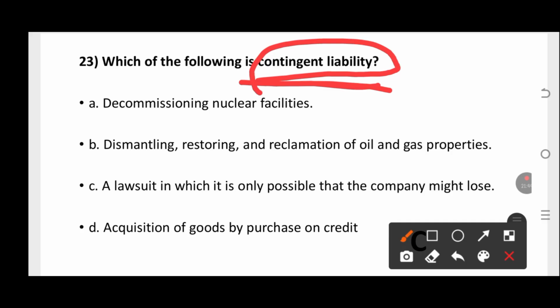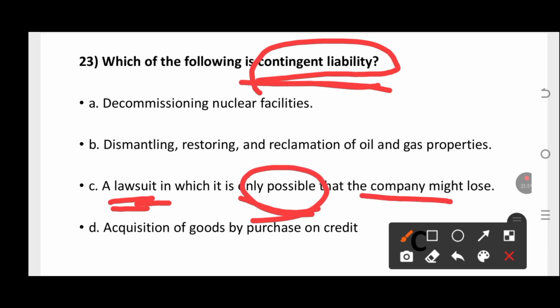Is it acquisition of goods by purchase on credit? No. It is the lawsuit in which it is only possible that the company made a loss. So C is the correct answer. It's asking about contingent liability.